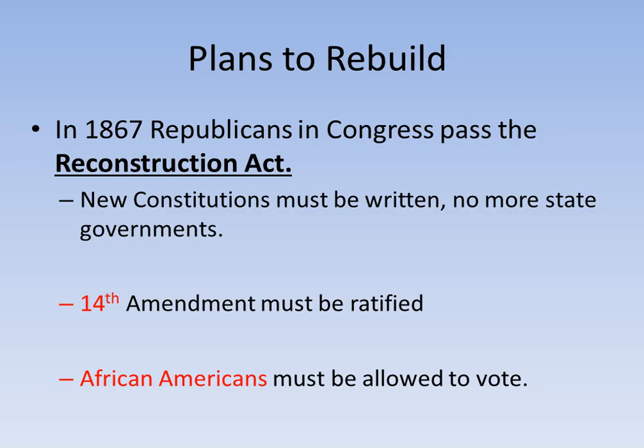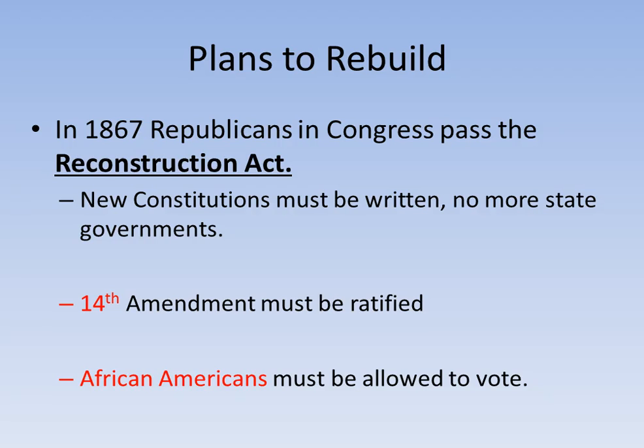Now, after the 14th Amendment is passed, another plan comes out. Okay, so this is plan number 4. And in 1867, Republicans in Congress passed the Reconstruction Act. This plan's loaded. It's got a lot of stuff, so stick with me. New state constitutions must be written, or there's no more of those state governments.